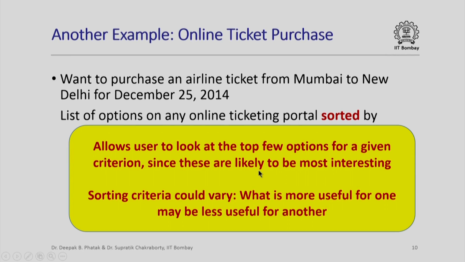I might be interested in the cheapest ticket or the earliest leaving flight. And of course this sorting criterion could vary from one user to the other. What is more useful for one may be less useful for another. So the same data can be sorted by different criteria to come up with different rankings, different orderings.